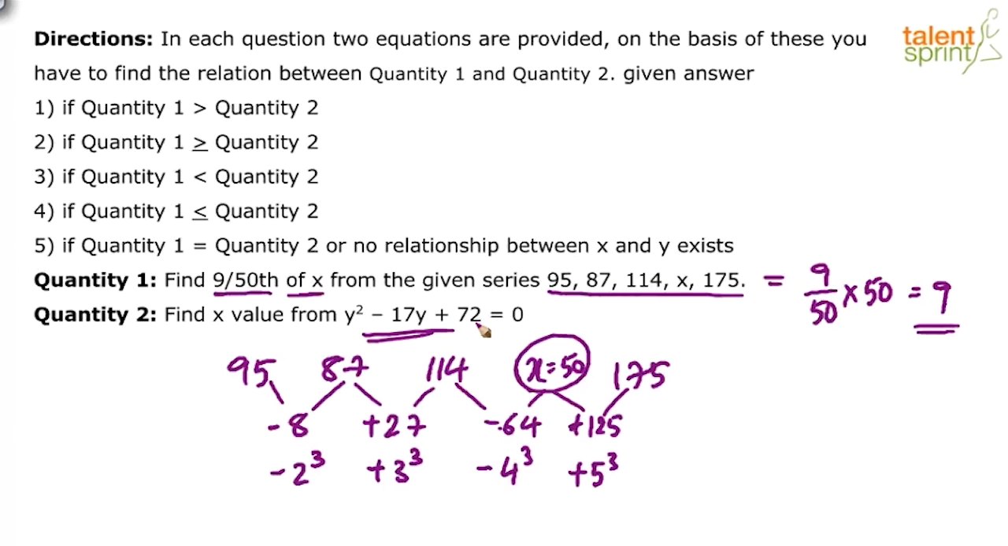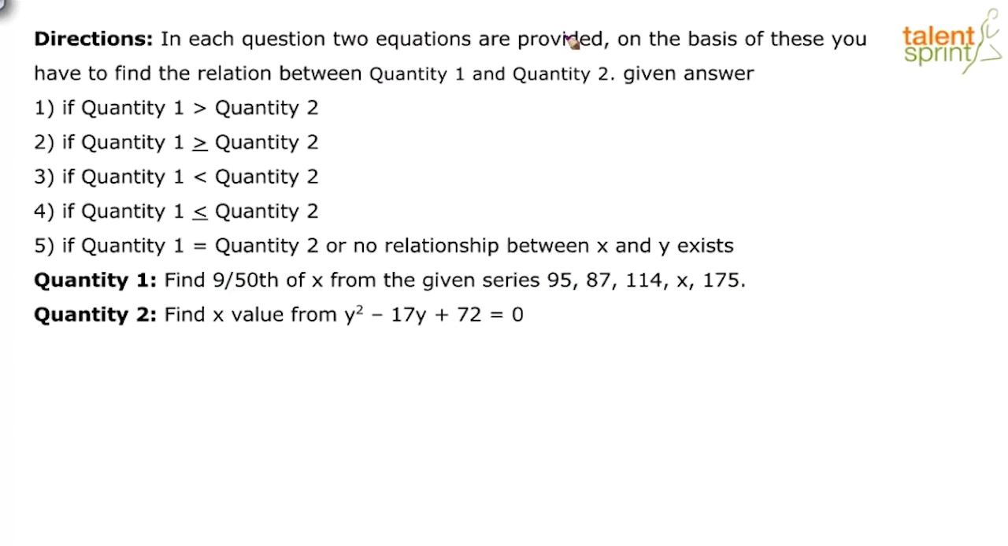Okay. So compare with y now. Find out y. Let me just clear this up. You know that this is equal to 9. Let's find out about y now. I guess this should be y. Find y value from y square minus 17y plus 72. So what do you think should be the answer?